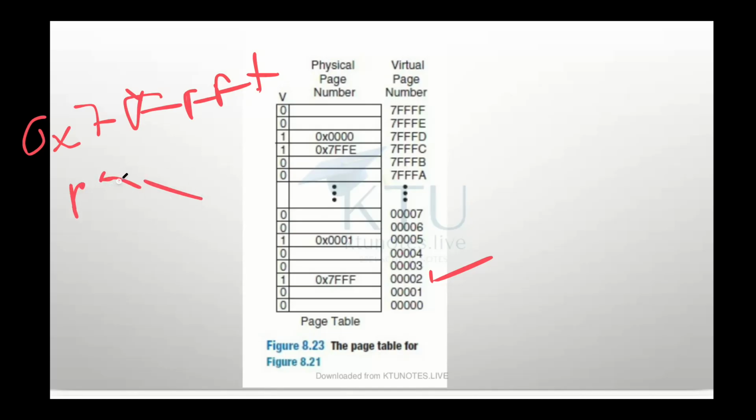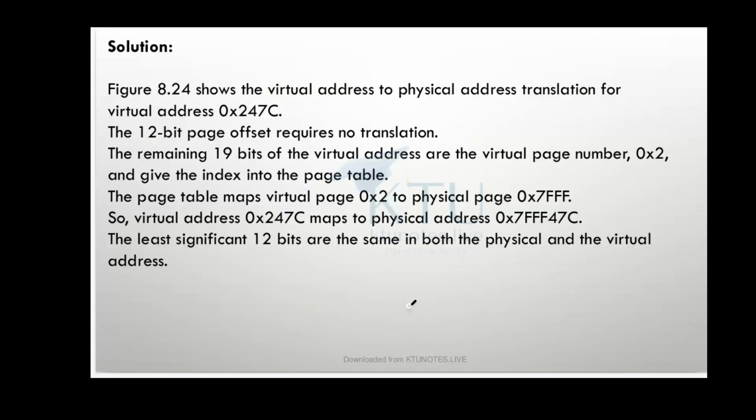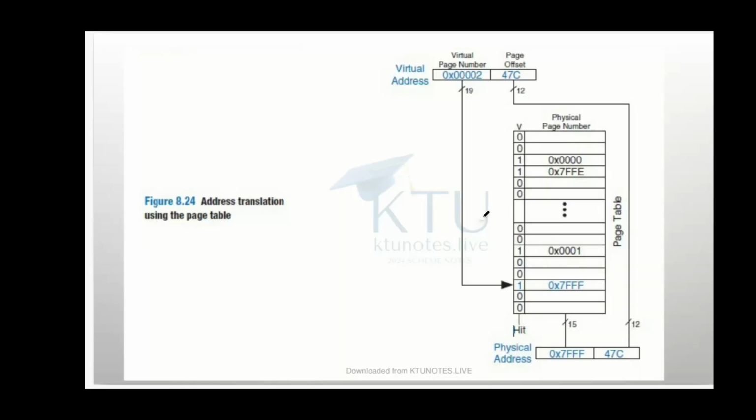The page offset that I got, I have to add with this. So here, this is my page offset 47C. So to 47C I have added the 07FFF, as you can see here. So you get the final physical address. This is my virtual page number 0x0002 and 47C. That 12-bit page offset would be the same, because 19 plus 12 gives you 31 bits. So in total there are 31 bits.